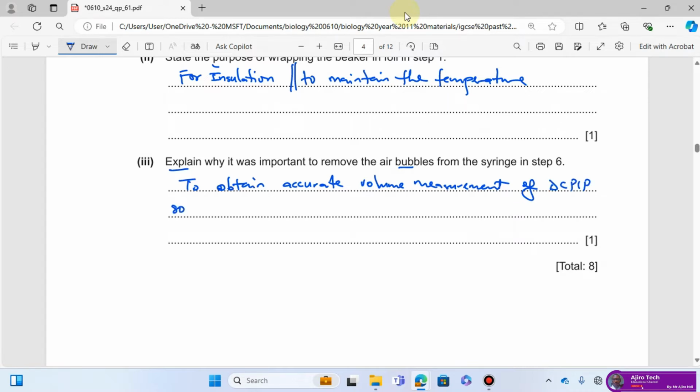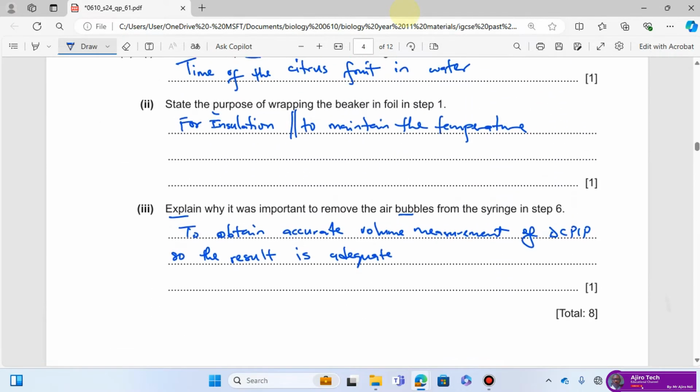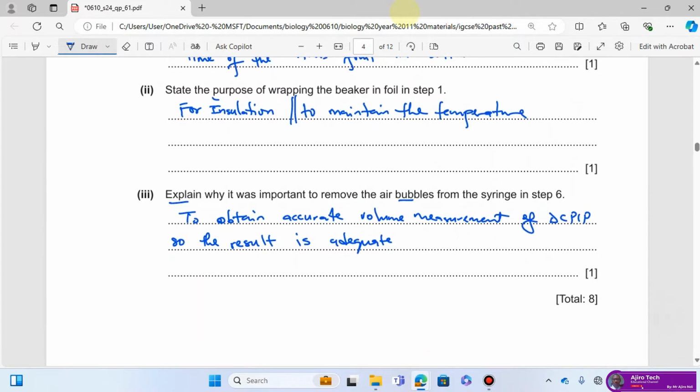Okay, so our result is adequate. That's that with question 1, and very easy. Just follow the line of process and answer what you're being asked. We are done with question 1.